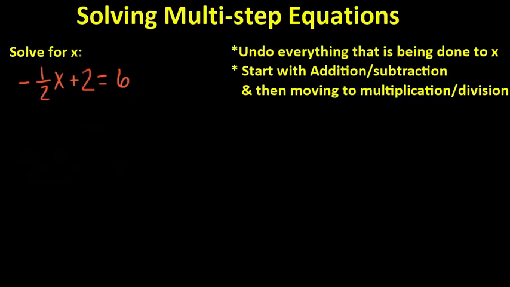To solve multi-step equations, we are going to simply undo everything that is being done to x to get x on one side of the equation and the numbers on the other. To start with that, we're going to do addition and subtraction first and then move to multiplication and division. So our first problem is solving for x. Negative 1/2 x plus 2 is equal to 6.